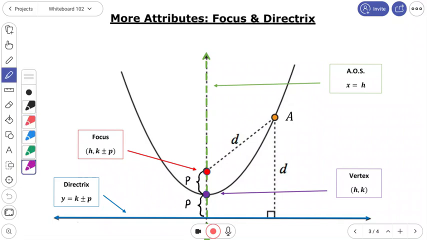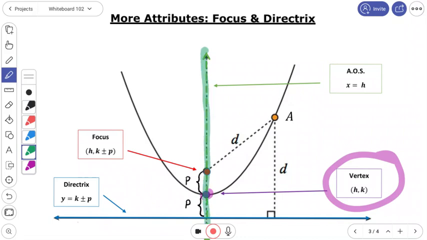Let's look at what's the same, first of all. We still have our vertex, and we always label our vertex H and K. That's our very minimum or maximum point. We still have our axis of symmetry that goes through the center of our parabola. It cuts it in half so that both sides are symmetric. And it's always going to be the equation x equals the h value, the x value of our vertex when our parabola opens up and down.